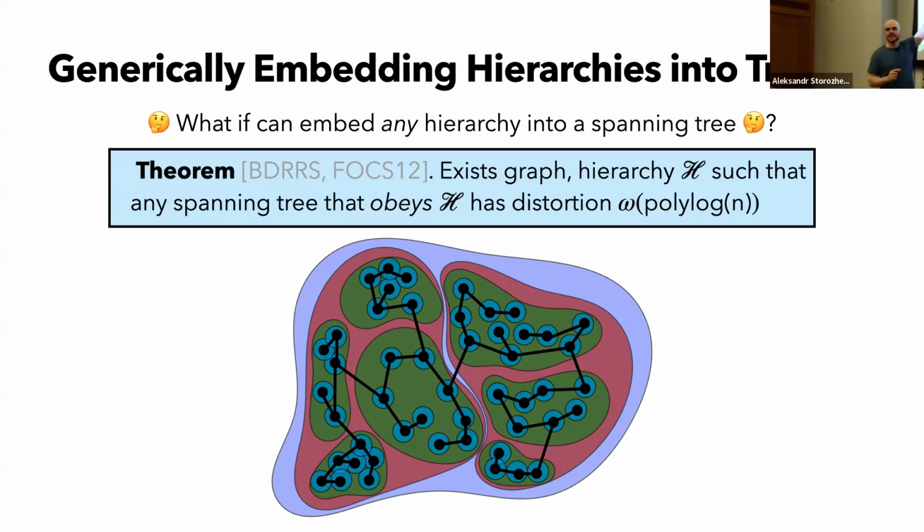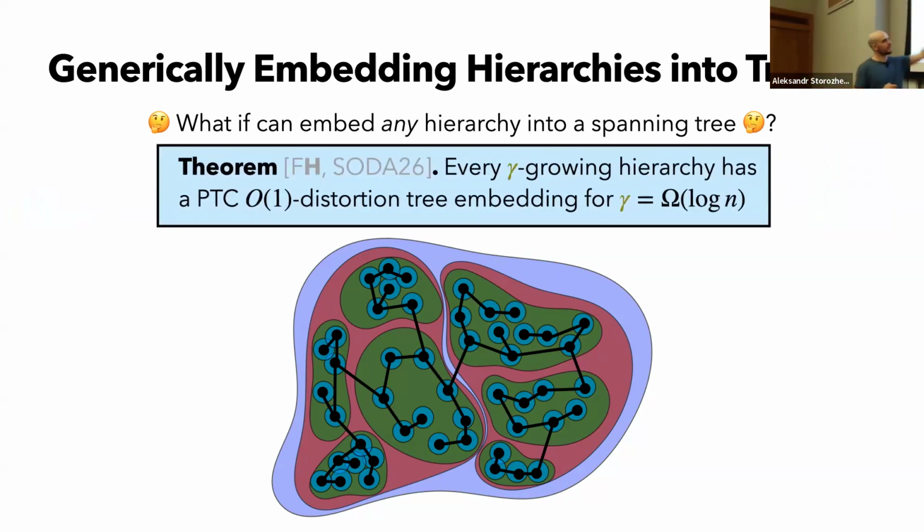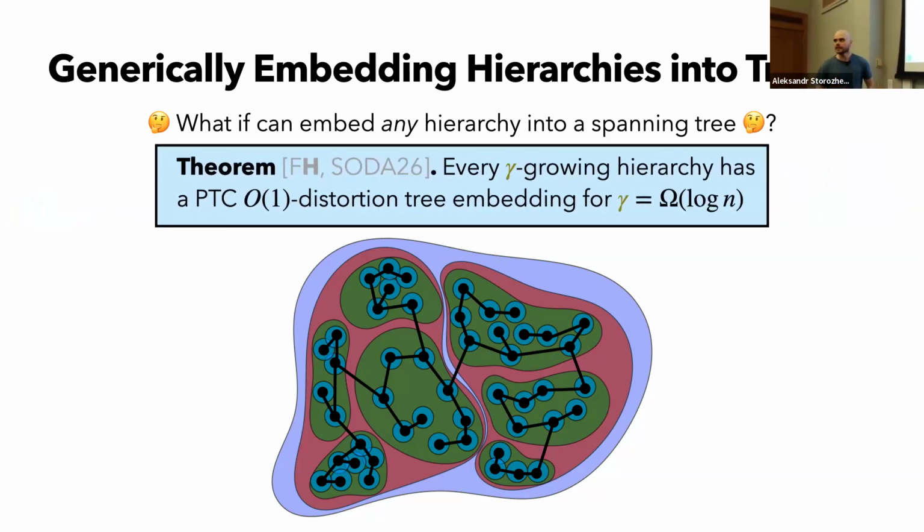So all this is to say, our goal is to embed arbitrary hierarchies into trees. Trivial to do it if we don't want a spanning tree. Looks perhaps impossible if we want a spanning tree. So what did we show? Well, we showed that you give me any gamma growing hierarchy, as long as gamma is at least log n, then you can embed its distances into a spanning tree in polynomial time, polytime computable, with only constant distortion.